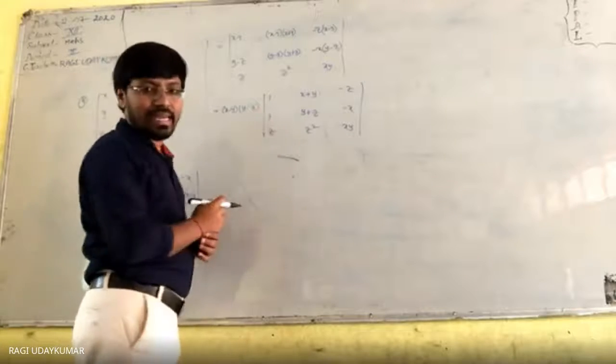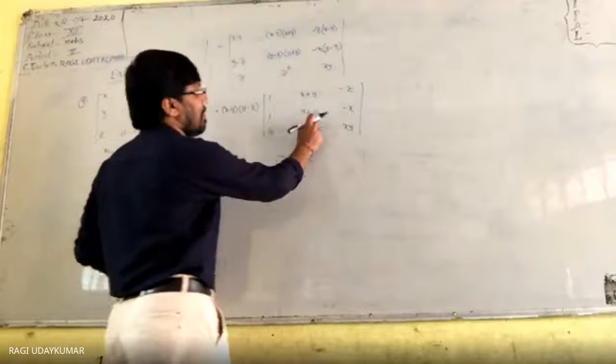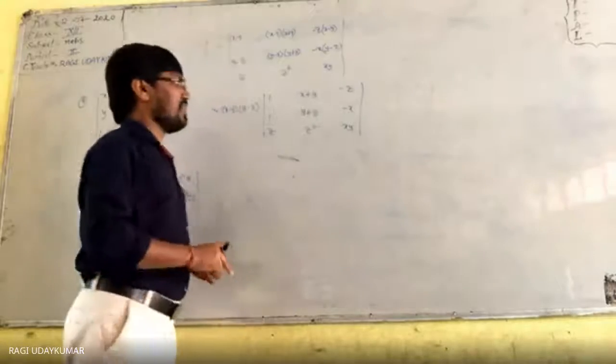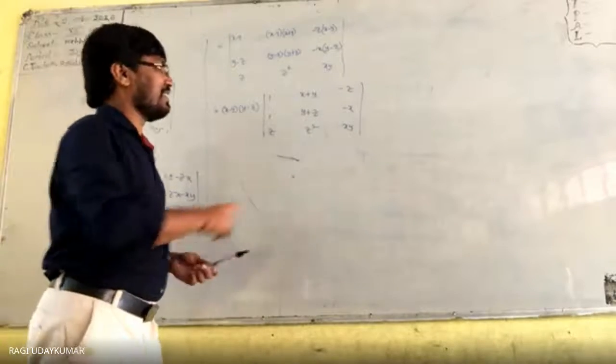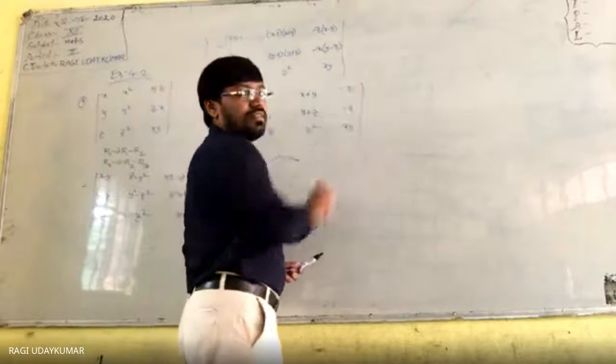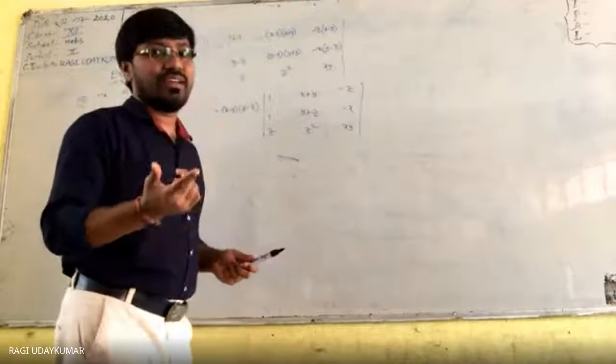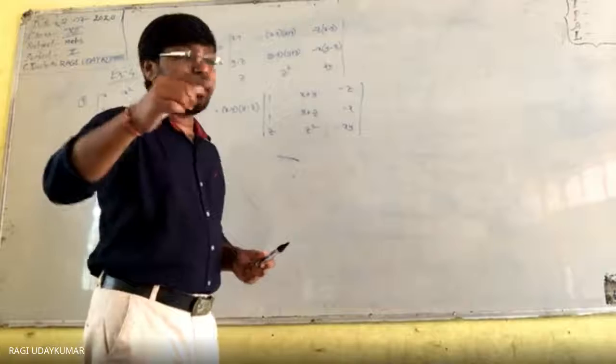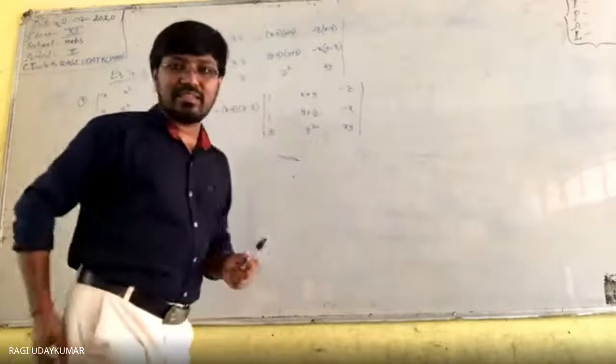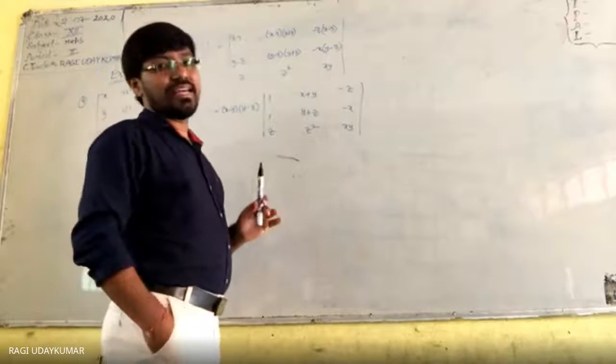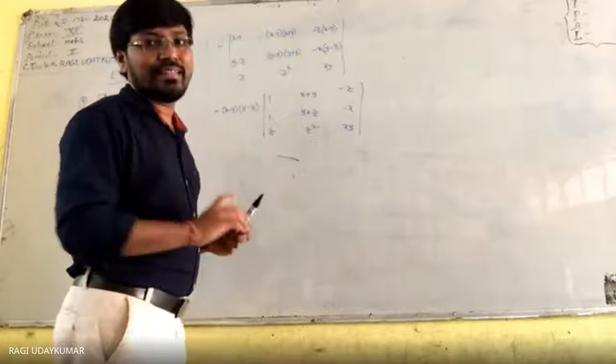So if you make this one 0, what do you get here? y plus z minus x minus y, z minus x you will get. Here this minus this: z minus x plus z. There also z minus x you will get. And from this you can take the z minus x common. Then you can expand that, so you are going to get the required result here.